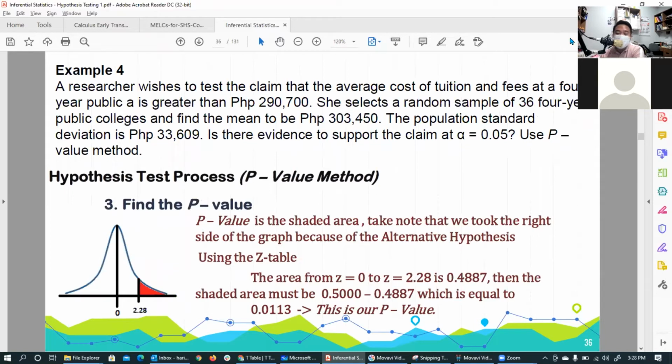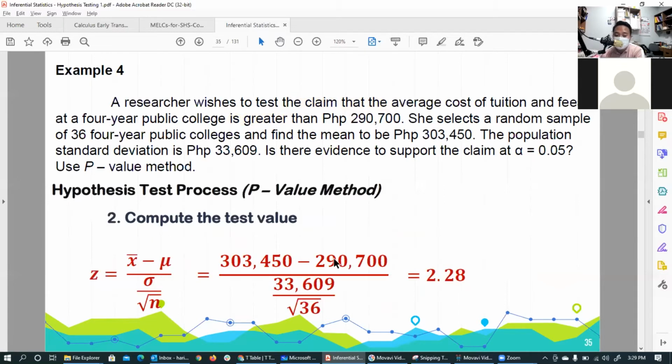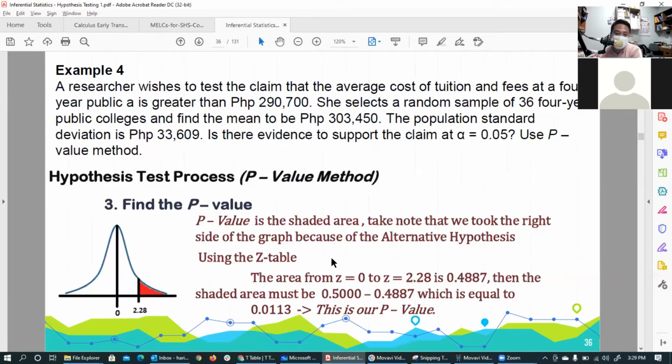Step 3, guys, is a similar way of solving the area under the normal curve. Remember the previous topic, before midterms I think, where we solved the area under the normal curve using the z-table. It's the same process here in step 3. The 2.28 is the z value from the previous step. Why is the shaded region on the right? Because of the alternative hypothesis, the symbol we use is greater than. Had it been less than, it would be on the left. If greater than, right; if less than, left.